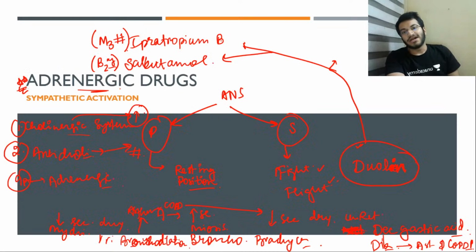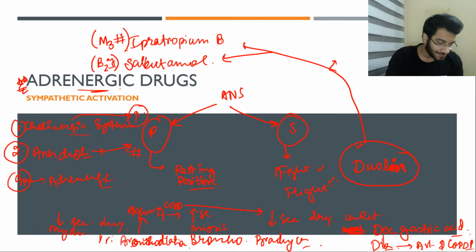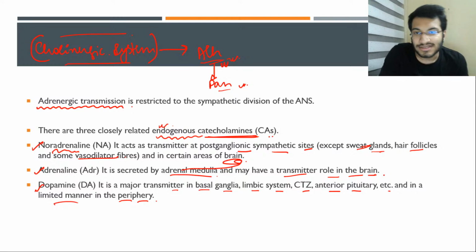Let's quickly look once again at what we have studied. We started adrenergic receptors and adrenergic drugs. Adrenergic drugs are those that cause sympathetic activation. That will be stimulating the heart, causing a rise in BP, tachycardia, dilating the bronchus, decreasing the tone of GI muscles and all of that. We have discussed the actions.